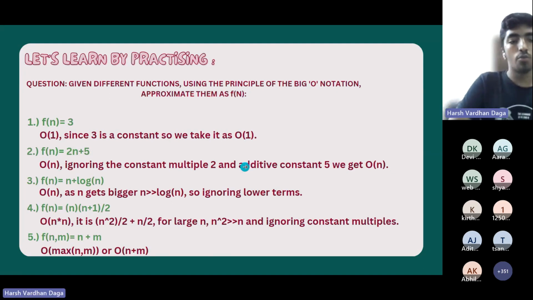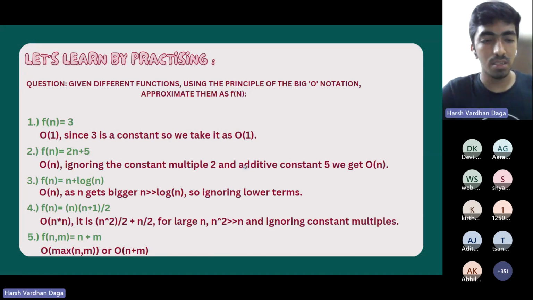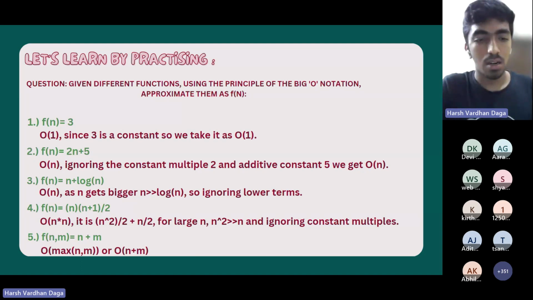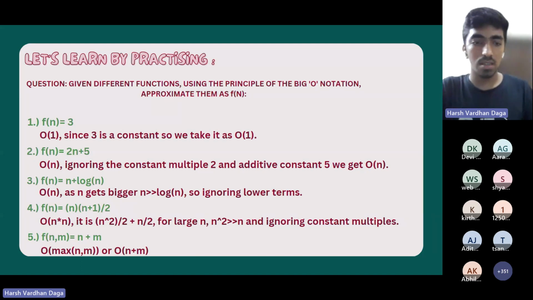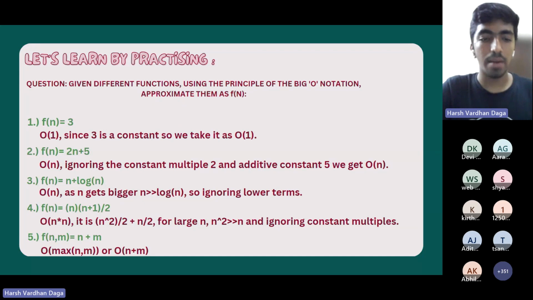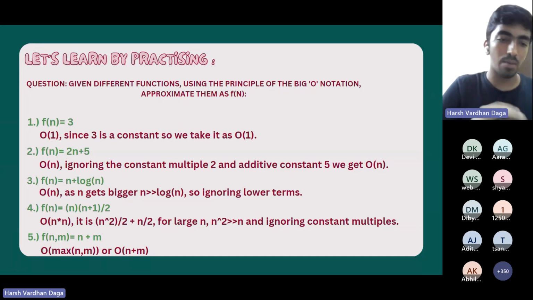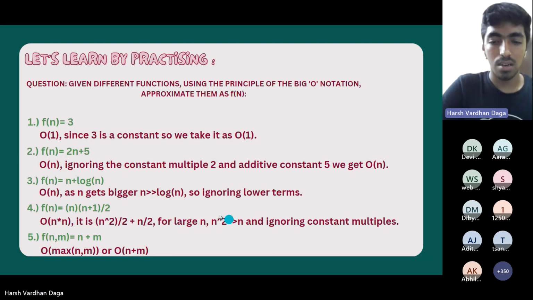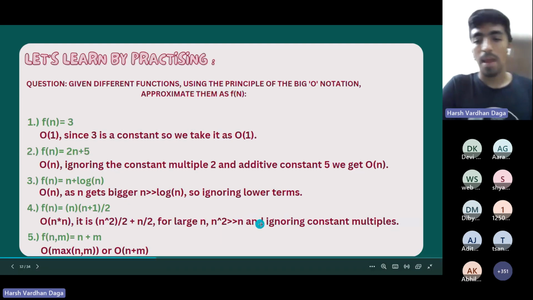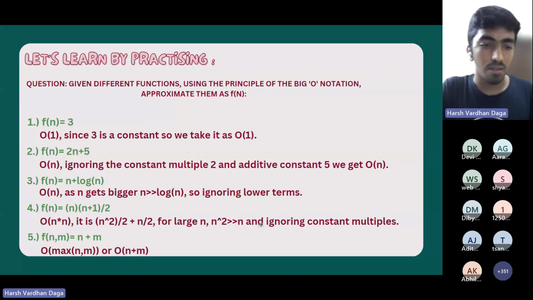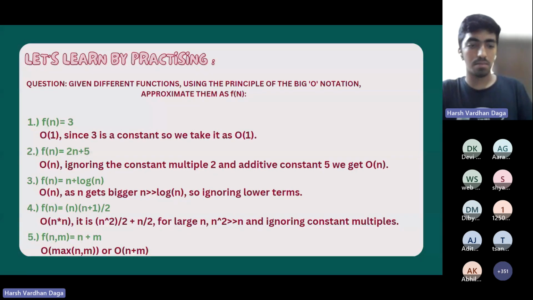Moving on to the fourth question. We can split it in two terms: n square by 2 and n by 2. For arbitrarily large n, you can observe that the parabolic function becomes much greater than the linear function, so we can ignore it, and it becomes n square by 2. And ignoring the constant multiples, we get O of n square.